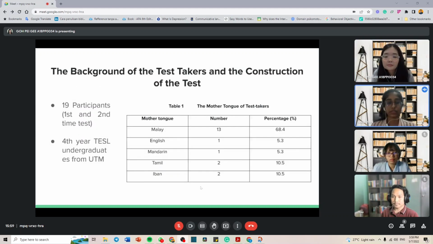Okay, for the next one, this is the background of the test takers and construction of the test. Our test had 19 participants. It was the same participants for both the first time and second time test taking. And the respondents are 4th year undergraduates from UTM. Okay, next, mother tongue of the respondents. Most of the respondents, about 13 of them, have Malay as their mother tongue. For the second one, Tamil and Iban with 2 each. And for English and Mandarin with 1 each.